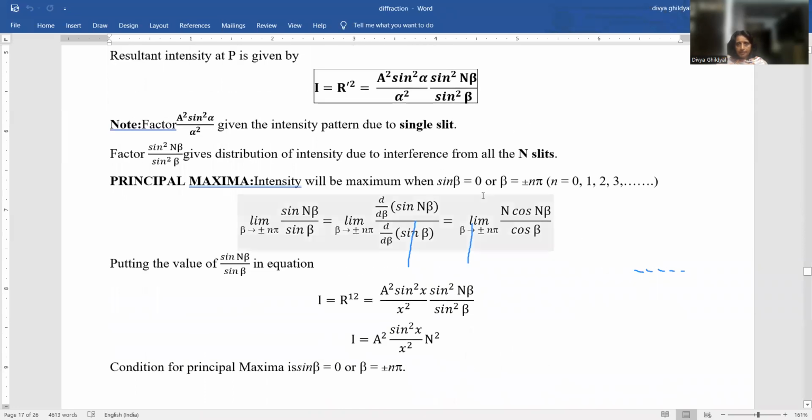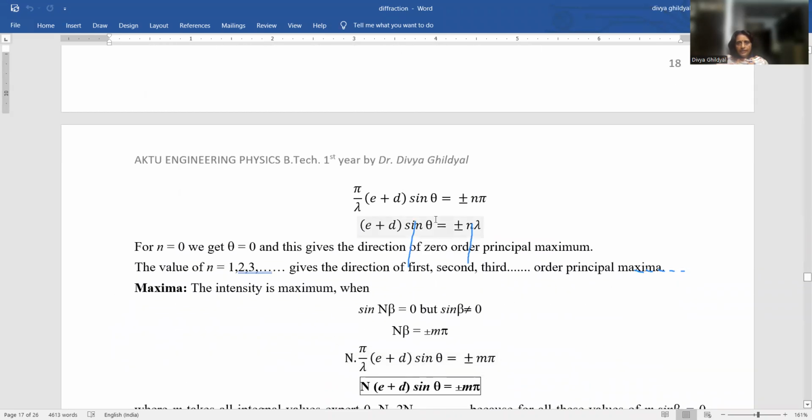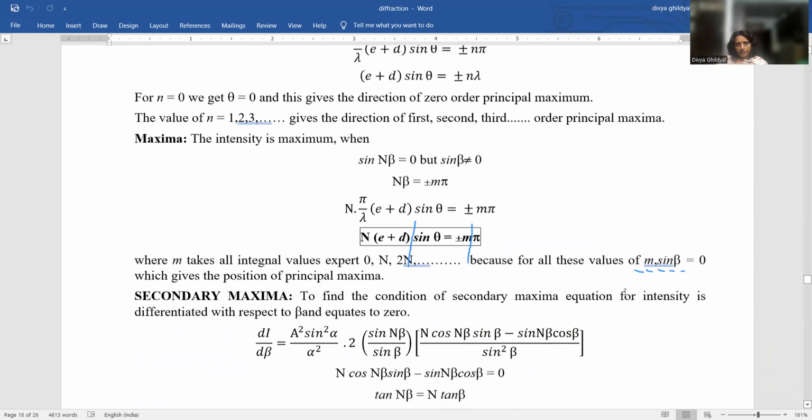Intensity will be maximum when sine beta equals 0, or beta equals plus minus n pi. Taking the limit as beta tends to plus minus n pi of sine n beta by sine beta, and using d by d theta of sine theta equal to cos theta, we get (e plus d) sine theta equal to plus minus n lambda. This gives us the directions of the first, second, third order principal maxima.